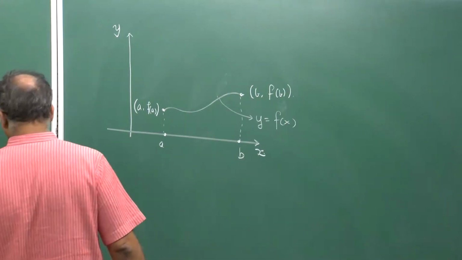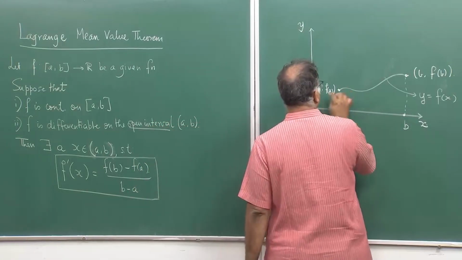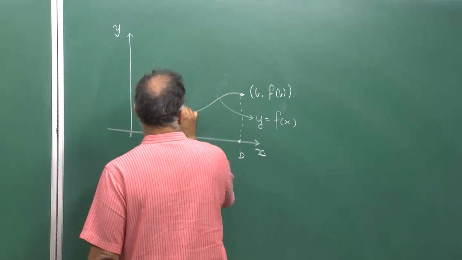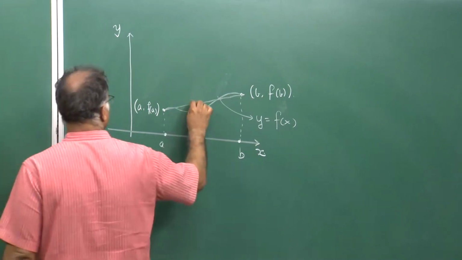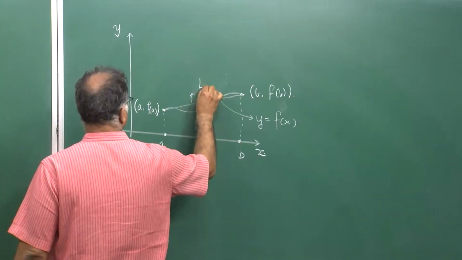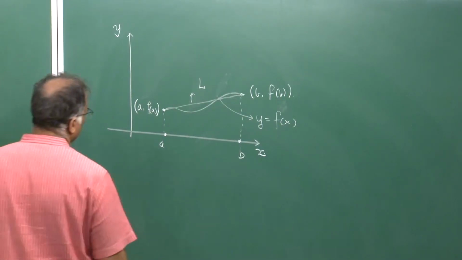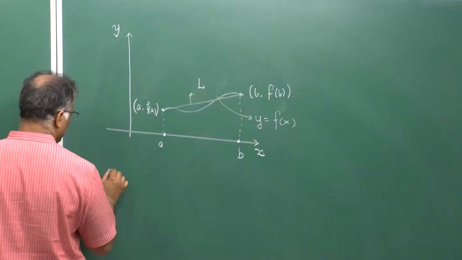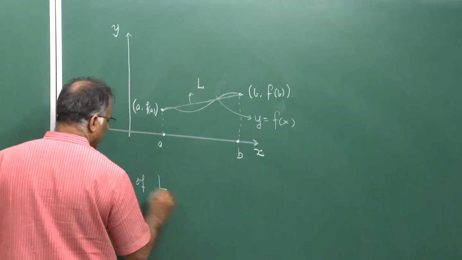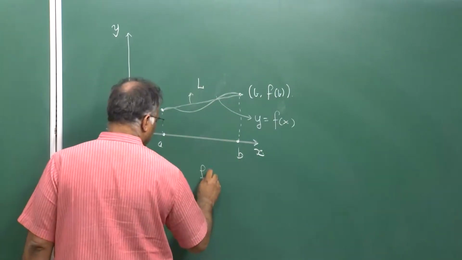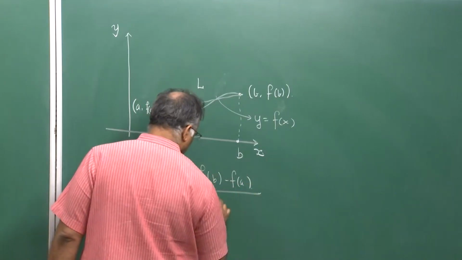Now, what does this thing mean? If you join (a, f(a)) and (b, f(b)) by a straight line, call this straight line L, then the slope of L is nothing but (f(b) minus f(a)) by (b minus a).